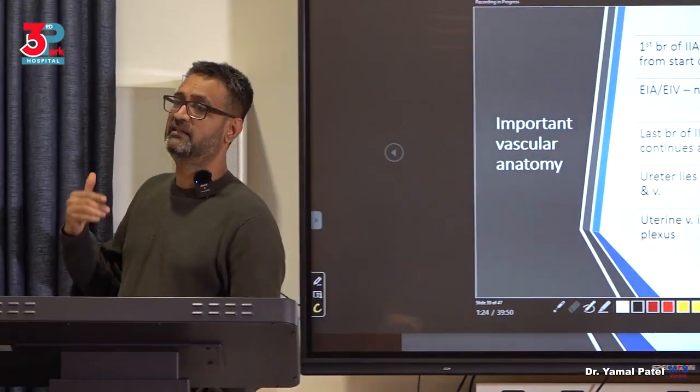Internal iliac artery ligation. If you can go all the way to the uterine artery and ligate the uterine artery, even better, because now you're going very specific. But if you can't, then internal iliac artery ligation. Okay?